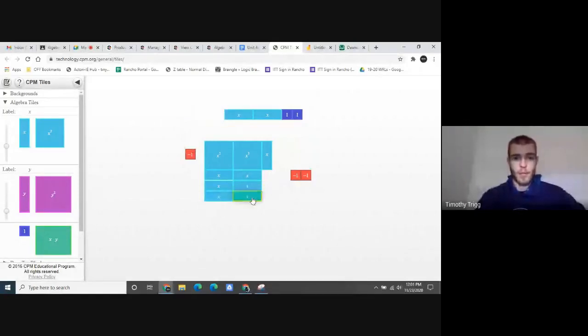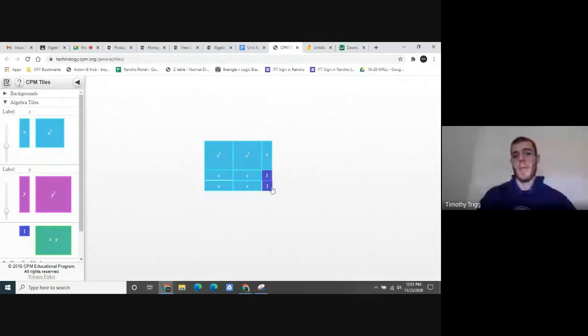Okay, pretty sure that's how it looked like. Oh no, I added too many. Get rid of these. Get rid of these. And then 2 unit tiles right here. Okay, so here's the rectangle we're working with. And our goal, again, this is the product, essentially.